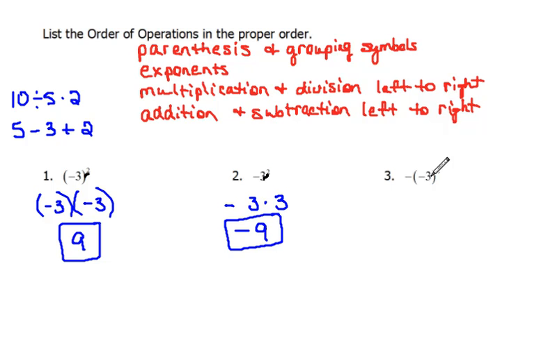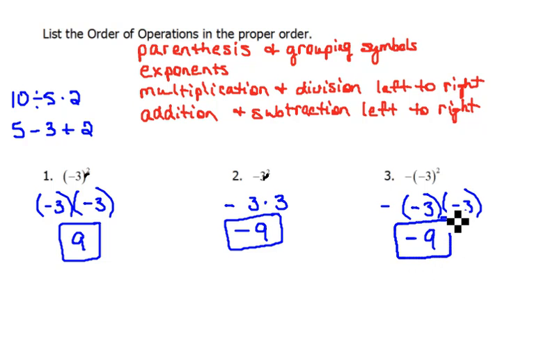Here in this last one, we have a combination of those things. The square is only on the parenthesis, so we would have a negative on the outside, and then the negative 3 times the negative 3. Now, negative 3 times negative 3 would be a positive 9, but we would drop down our negative, so that would be negative 9.